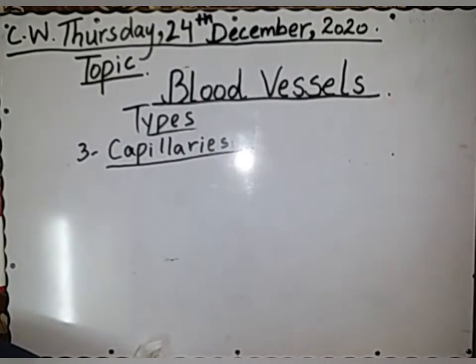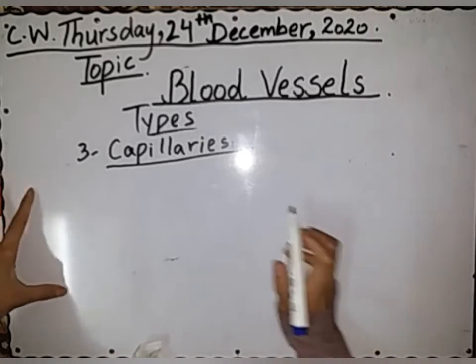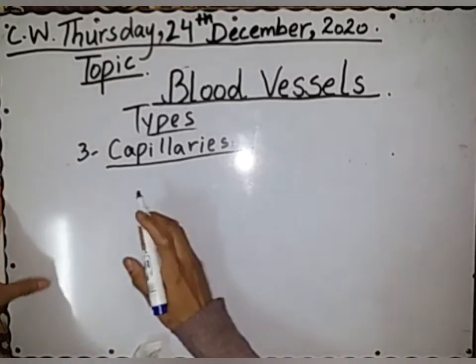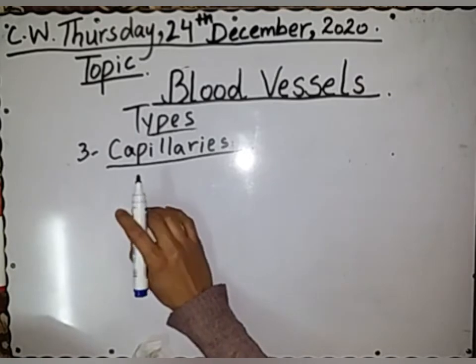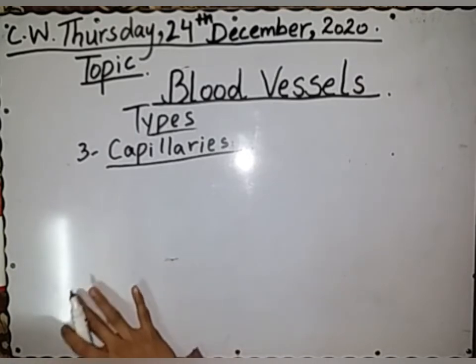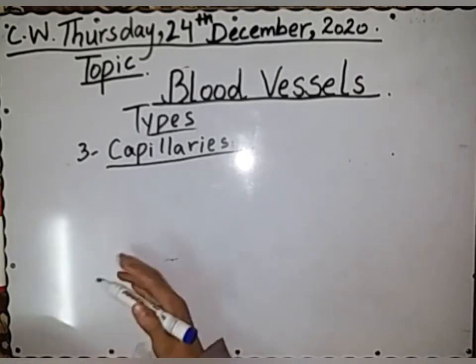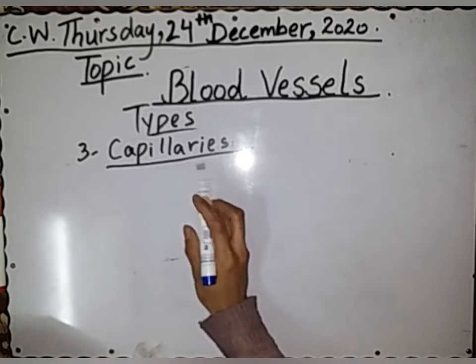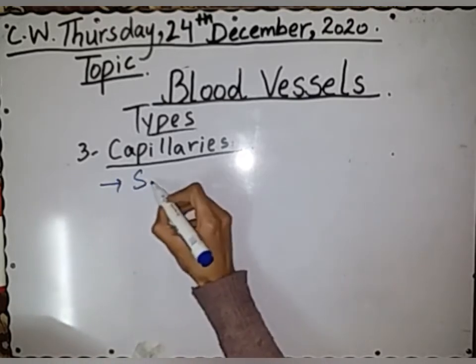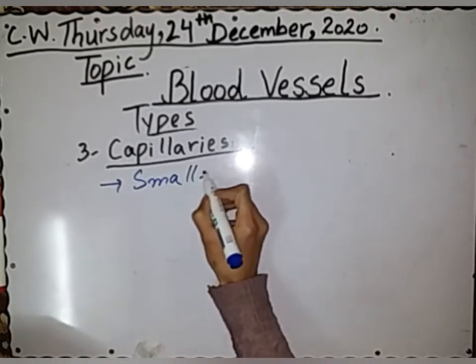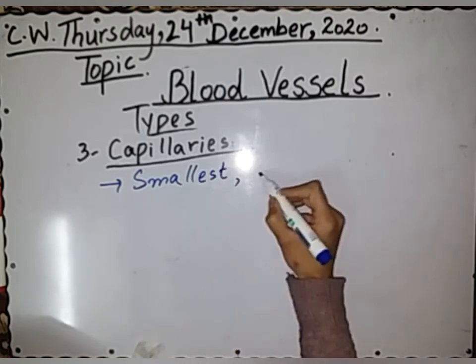Students, the first vessel is arteries. Arteries divide and form smaller vessels. On reaching the destination, every artery divides into many tiny blood vessels called capillaries. These are the smallest and most numerous blood vessels.